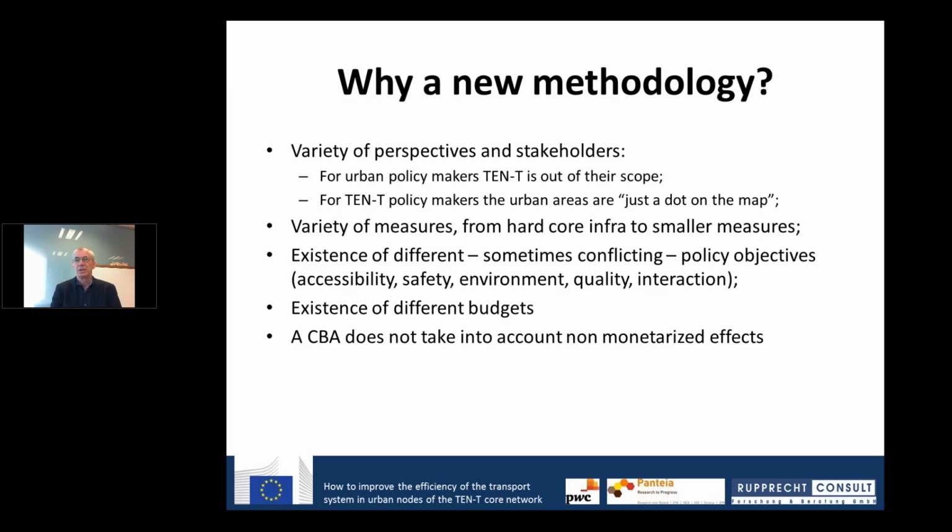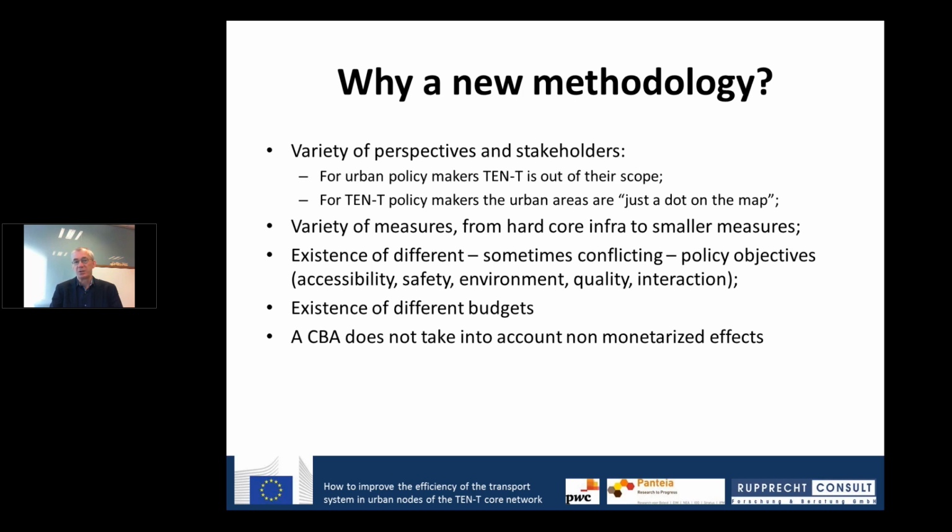Now, why actually a new methodology? Actually, we are looking at a variety of perspectives and stakeholders. For the urban policymakers, TEN-T is out of their scope. It's Brussels, and it has less to do with their urban environment. On the other hand, for TEN-T policymakers, urban nodes are often just a dot on the map.